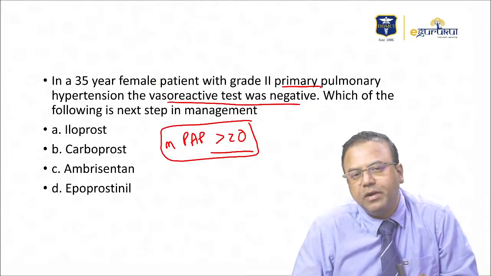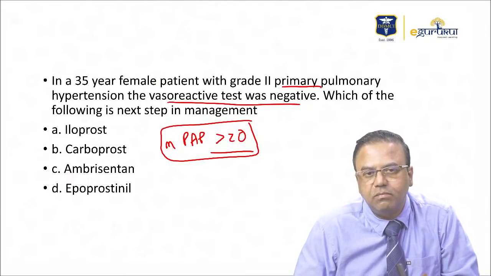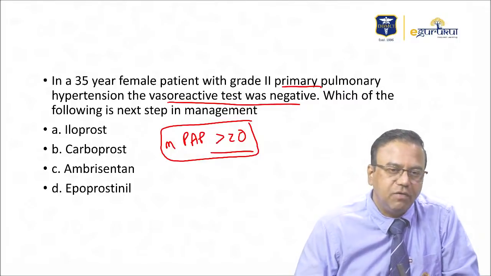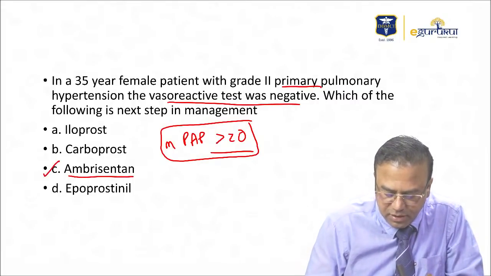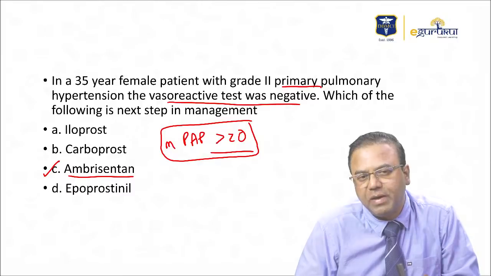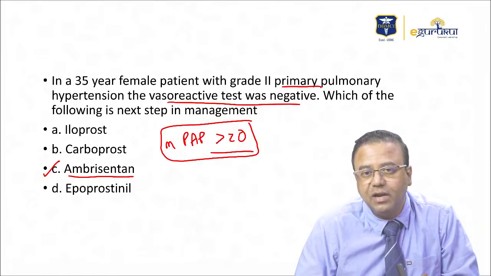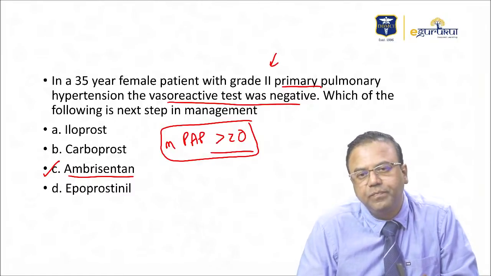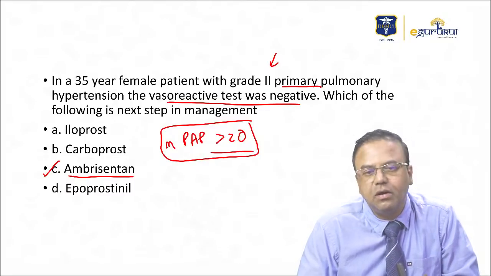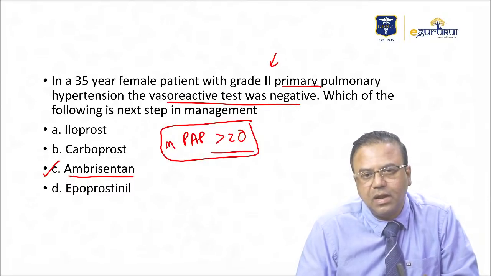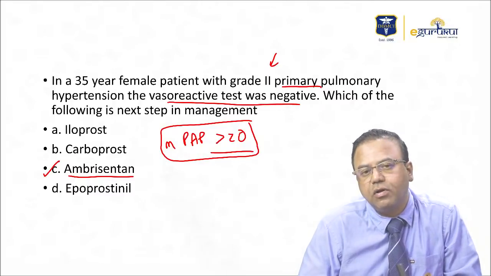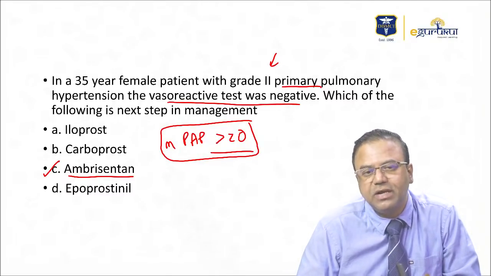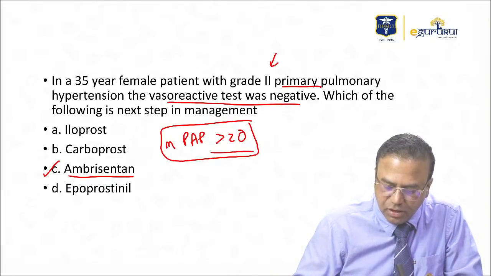So we've covered primary pulmonary hypertension. Knowing it was an important topic because of so much discussion going on about this, I think I've done it in quite some detail in my classes. So this should be pretty straightforward. The answer is ambrisentan. Don't go for parenteral drugs. The answer should always be, particularly when they are taking trouble to tell you it's a grade 2 primary pulmonary hypertension, an oral drug. And this is the analog that is there. Endothelin receptor blocker, as you must all be aware of bosentan. This is the other one that is there. This is ambrisentan. Endothelin receptor blocker.